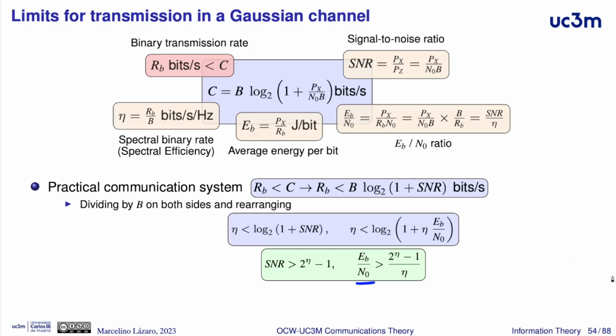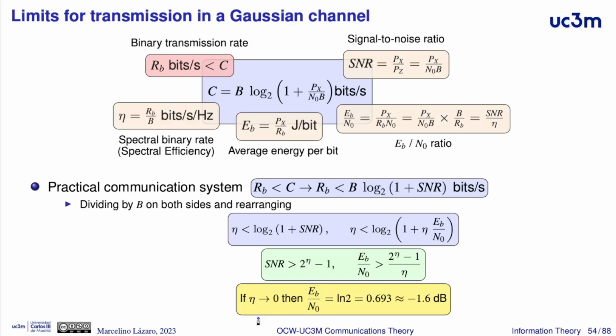In this expression, limiting the value of EB divided by N0, eta is here in the numerator and here at the denominator. If we compute the limit when eta tends to 0, then the EB to N0 ratio tends to the natural logarithm of 2. This is 0.693, or in decibels, this is approximately minus 1.6 decibels. This means that in any practical communication system, the ratio EB divided by N0, mean energy per bit divided by N0, must be above this limit.